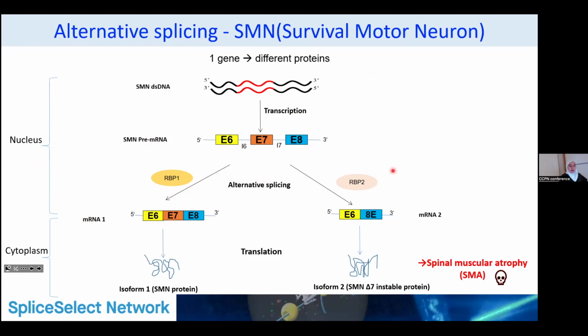If, in the other case, RBP2 intervenes, in case of mutation, for example, you will end up with removal of introns, but also removal of one of the exons. So this is what we call the exon exclusion, exon 7 exclusion. You end up with this transcript and with a truncated protein, SMN delta 7, an unstable protein, and this leads to spinal muscular atrophy, which is a lethal disease in infants.